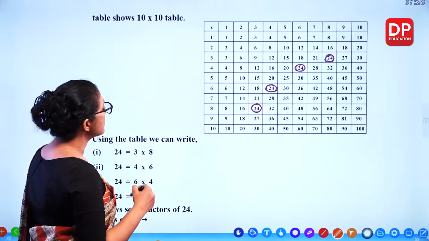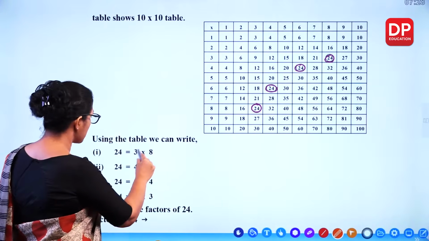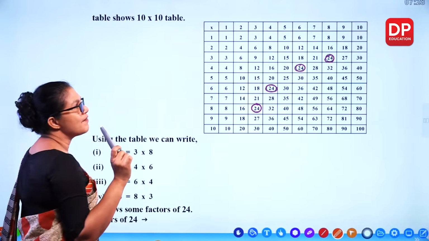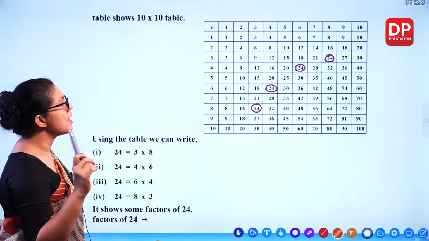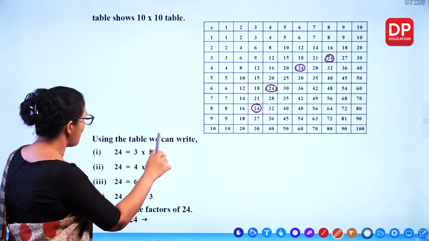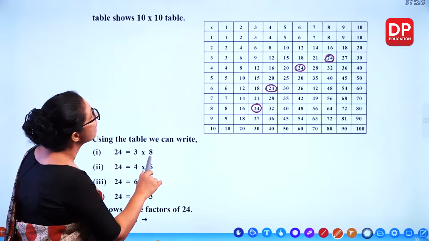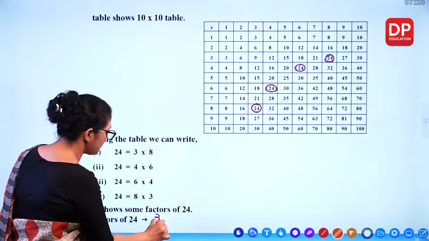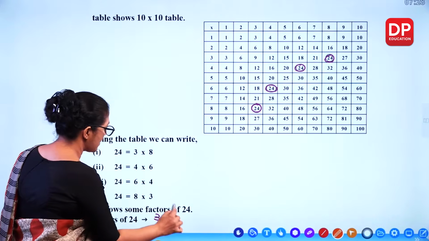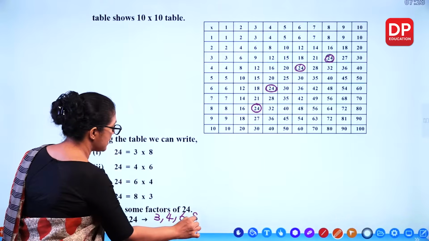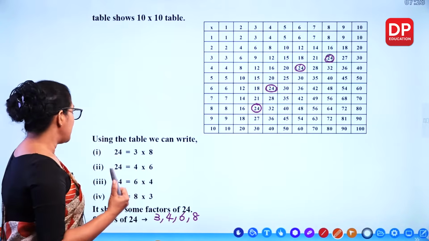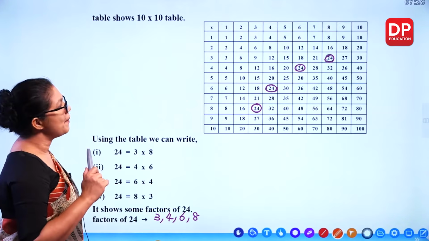So what are the factors? We can write all these numbers. So it's 1 times that one, not given here. The table only shows 10 by 10. So up to 10. So factors of 24, by looking at this table, we can see 3, 4, 6, 8, 3, 4, 6, 8. Those are the factors. We can get it from this table.